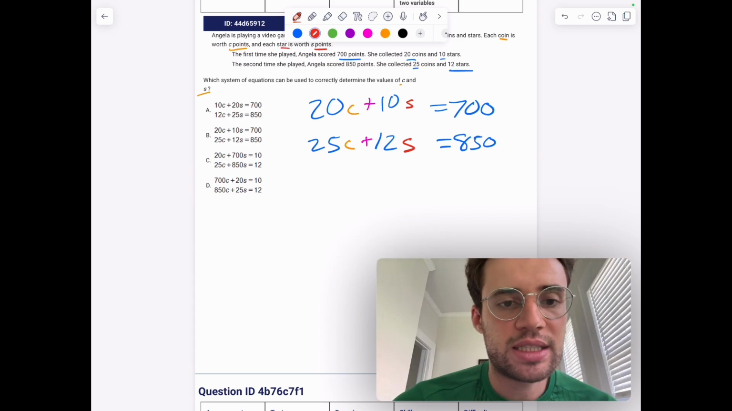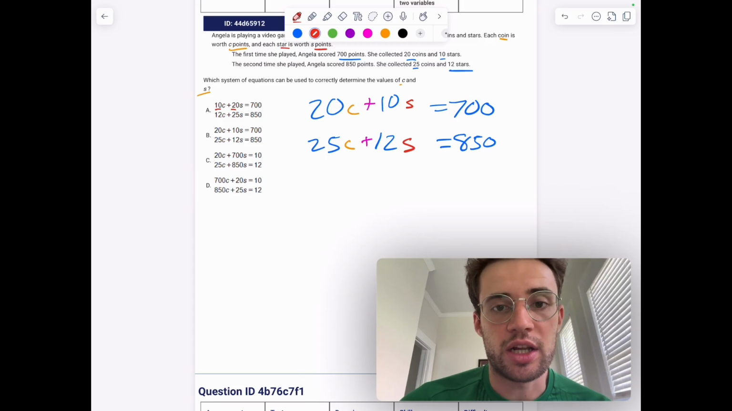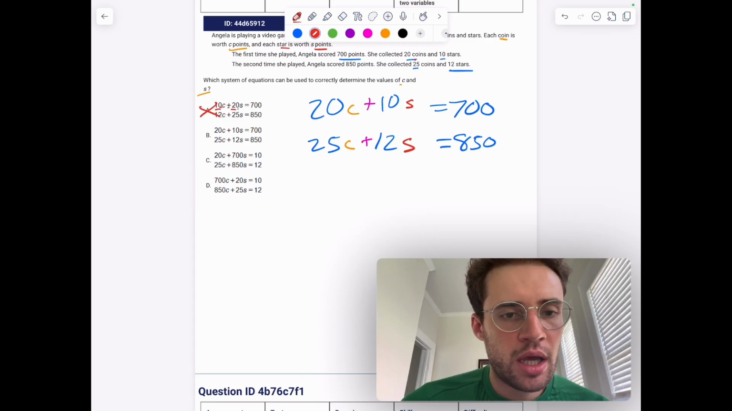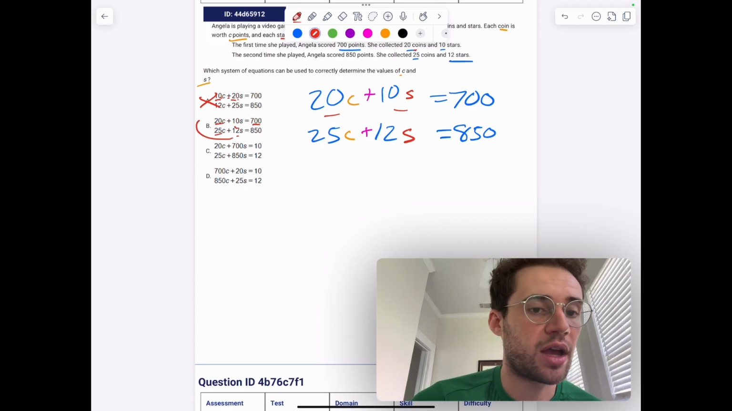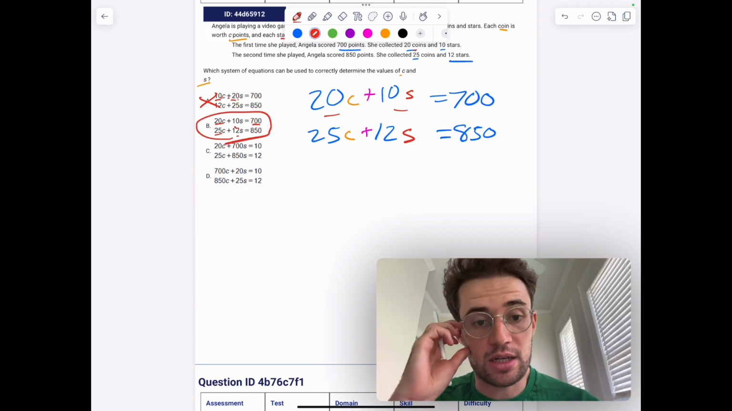We got 10C plus 20S. Now this one, they switched the coefficients. Right? It should be 20 coins and 10 stars, so A is wrong. Next, we have 20C plus 10S. Okay, that's good, equals 700. And 25C plus 12S equals 850. Okay, so that would be correct. Those are the same exact equations that I have.